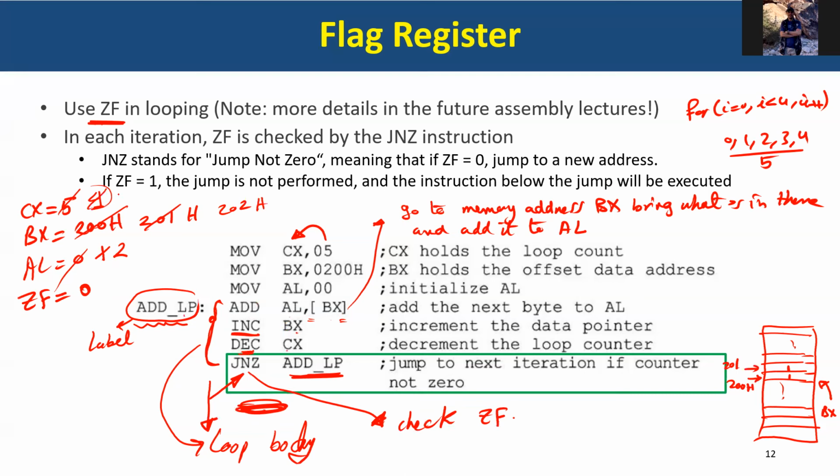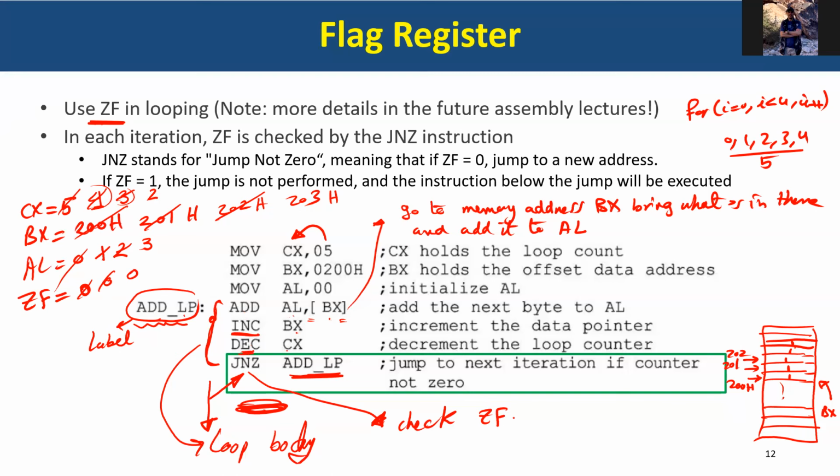Decrement CX, so this will be 3, and this is not 0, so the 0 flag will stay 0. Jump not 0? Yes, it's not 0, so we're going to jump. Add AL and BX. BX now is 202, so it's looking at another location. Let's assume another 1 here. So I'm going to bring 1 and add to AL, so this will be 3. Increment BX, so BX will be 203 hexadecimal. Decrement CX, so CX will be 2. Again, the 0 flag will not change because the last operation doesn't result in a 0.